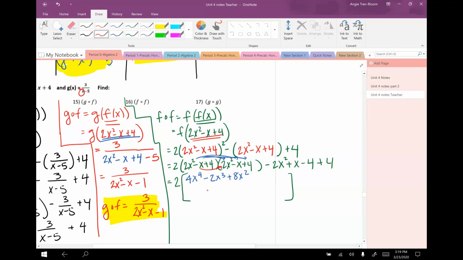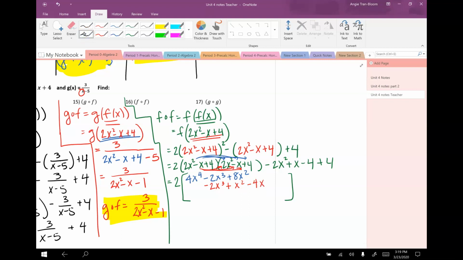Negative x times 2x is now negative 2x to the 3rd. Negative x times a negative x is now a positive x squared. Negative x times a positive 4 is now a negative 4x. Let's get a different color.